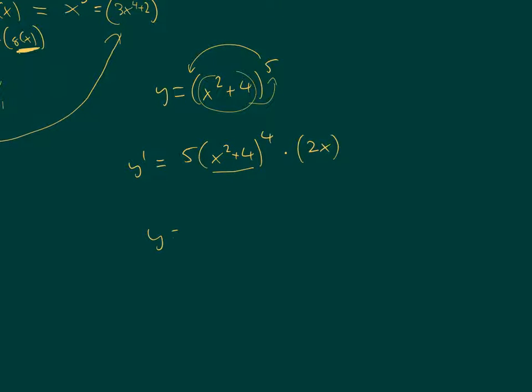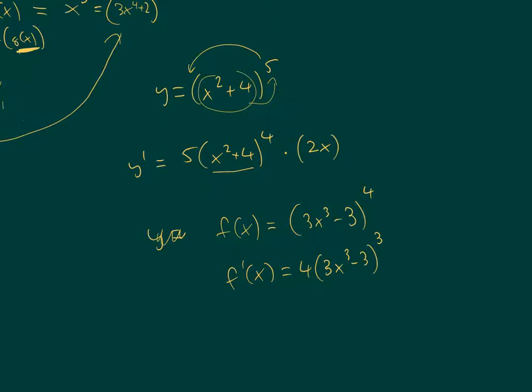Or another example, let's say, we'll use a different notation. If f of x is equal to (3x^3 - 3)^4, then f prime, the derivative, would be 4, leave the inside alone, to the third, and then multiply by the derivative of the inside, which would be 9x squared minus 0.